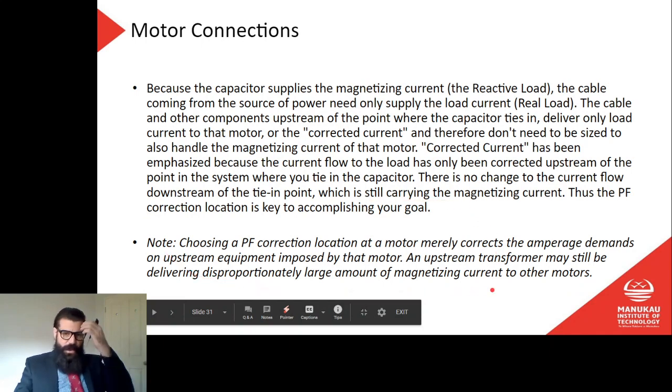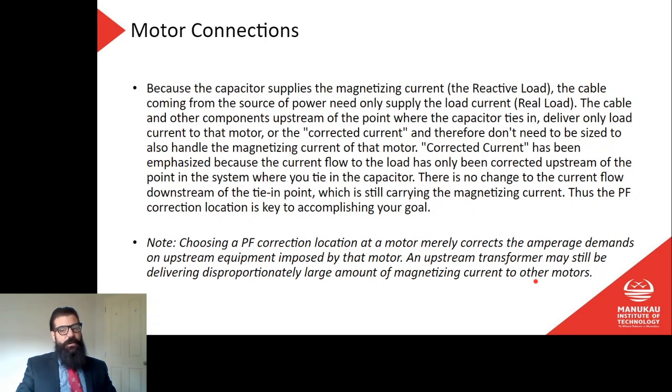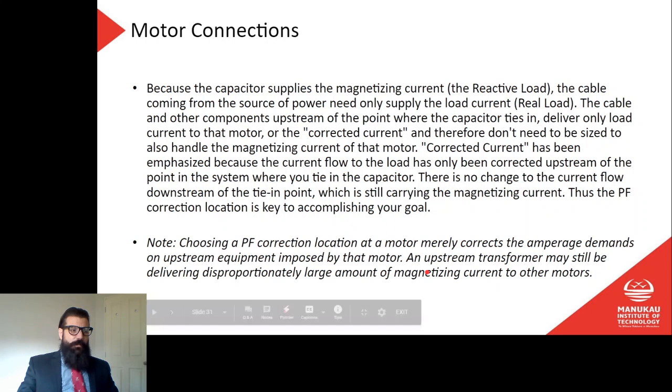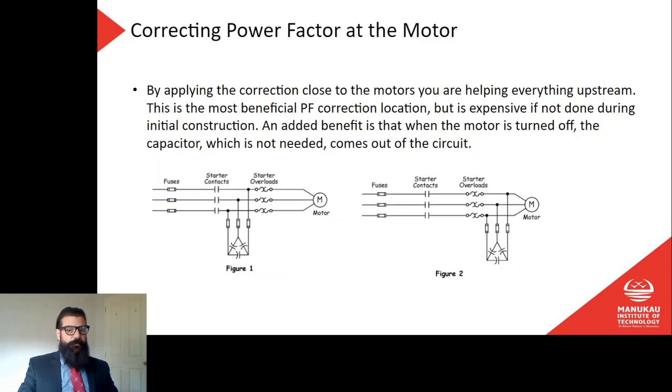Note that choosing a power factor correction location at a motor merely corrects the amperage demands on upstream equipment imposed by that motor. An upstream transformer may still be delivering a disproportionately large amount of magnetizing current to other motors. So then you could have capacitors like in your switchboard that correct the power factor for the whole installation.